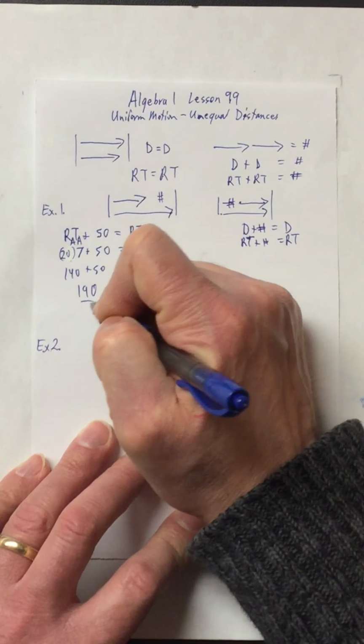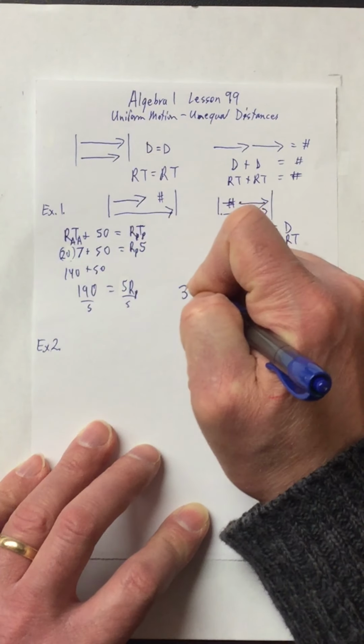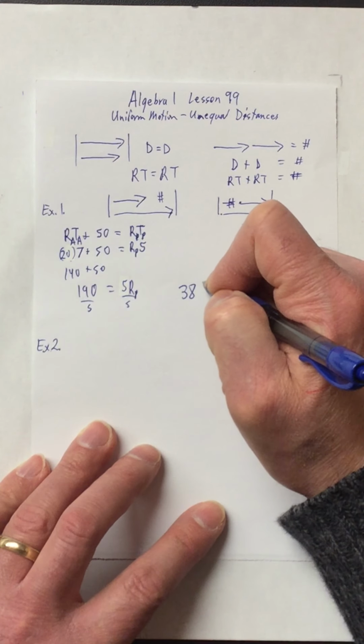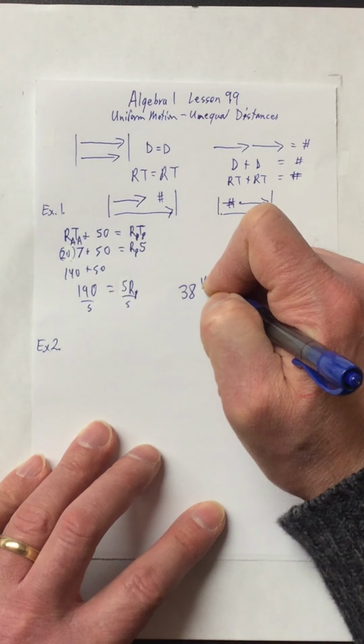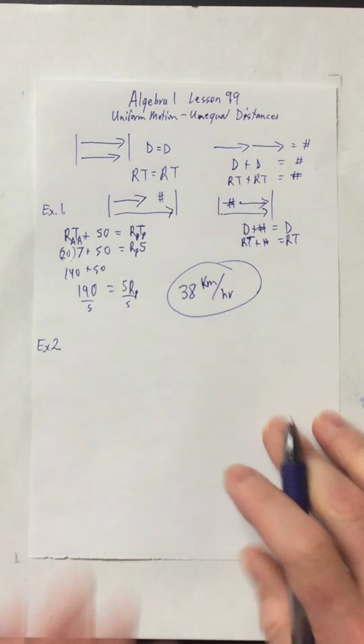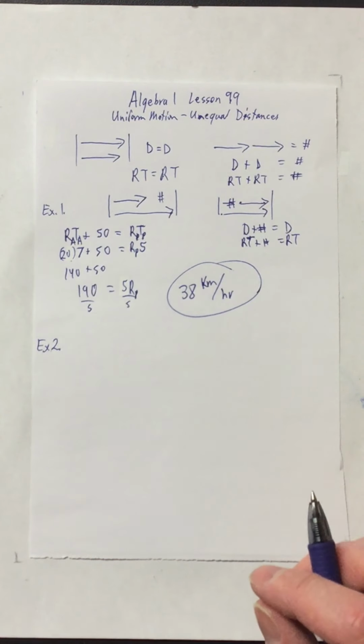Let's divide both sides by 5, and I'll double check my answer there. 38. And what's our units? Our units is kilometers per hour. All right, 38 kilometers per hour. So the biggest part to this lesson is just getting it set up correctly. All right, let's look at example 2.